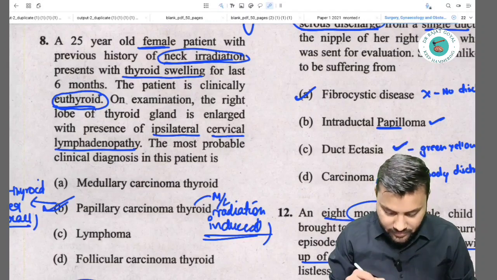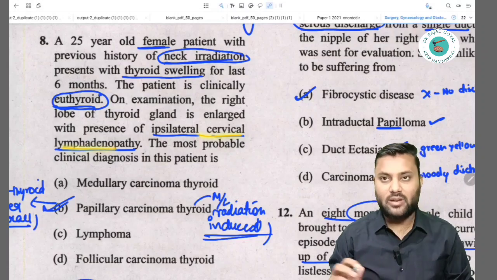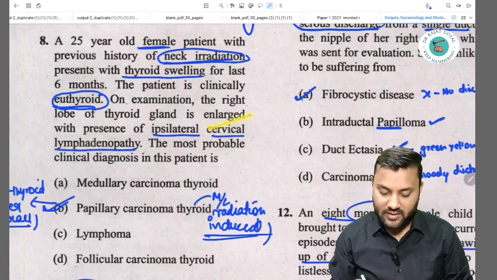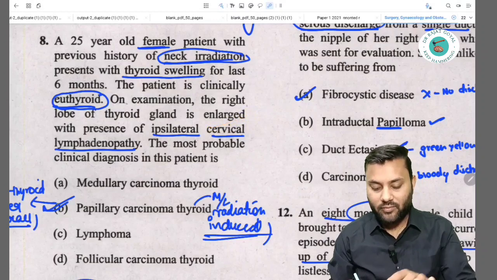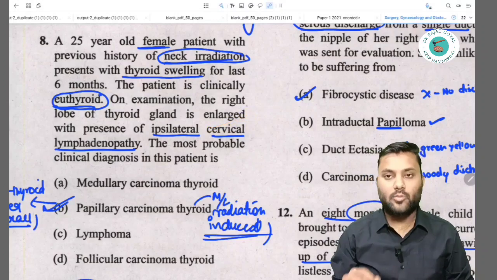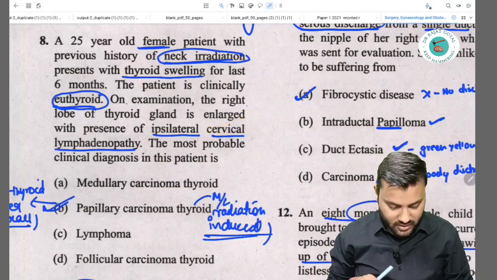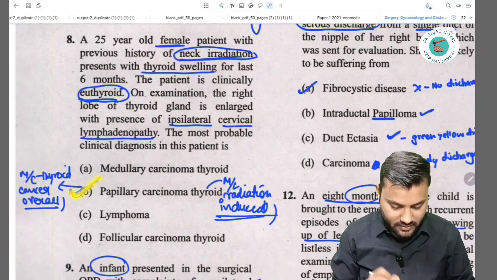Then after that, ipsilateral cervical lymphadenopathy. It means that the cancer is spreading by the lymphatic route. This is also most common in papillary thyroid cancer. So the answer here will be papillary thyroid cancer.